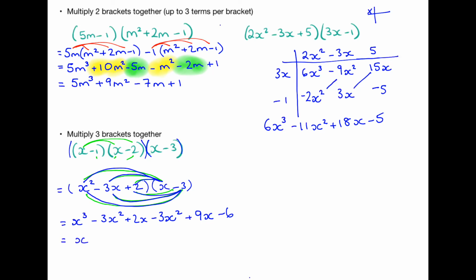So altogether we've got x cubed, and then we've got minus 3x squared and another minus 3x squared, so that's minus 6x squared. We've got plus 2x plus 9x, so that's plus 11x, and then minus 6. Okay, so that's basically everything that we've learned this week.